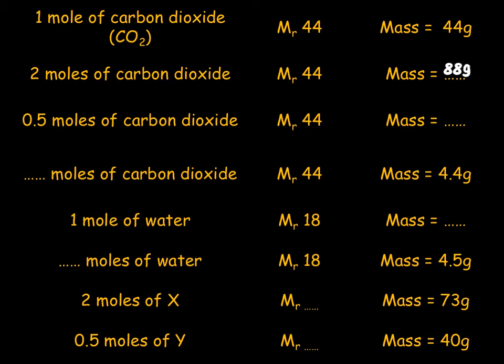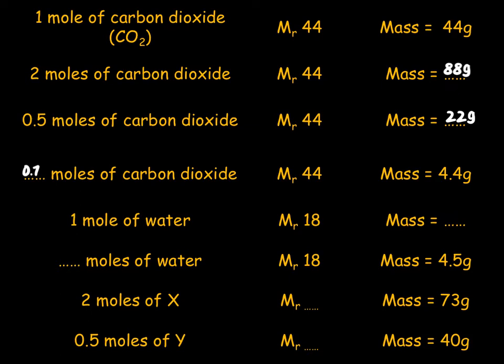Okay, so for question 3, we have 0.5 moles times 44, our MR, gives us a mass of 22 grams. For question 4, we need to rearrange slightly. So this time we have to work out our moles. Moles equals mass divided by MR, so 4.4 grams divided by 44, which gives us a value for our moles of 0.1.